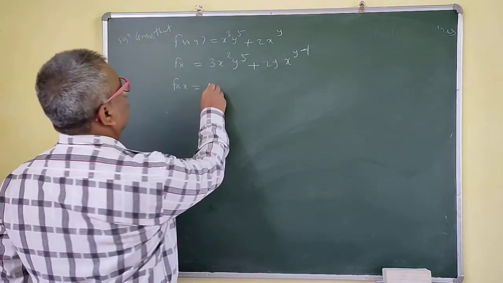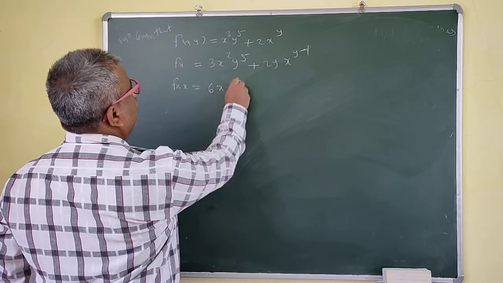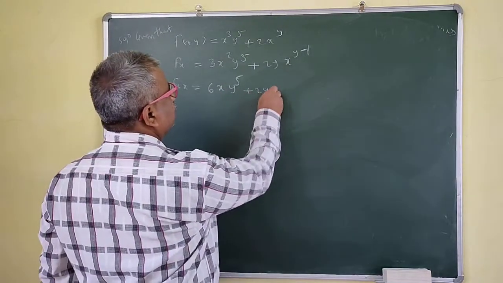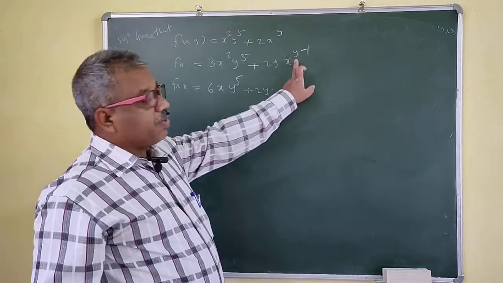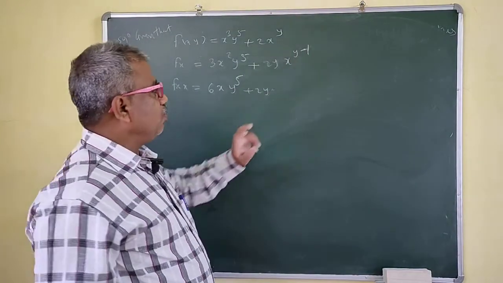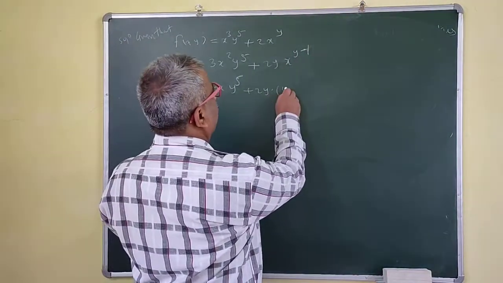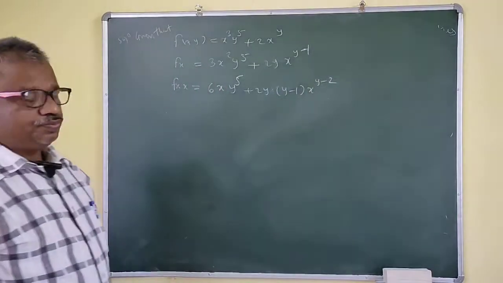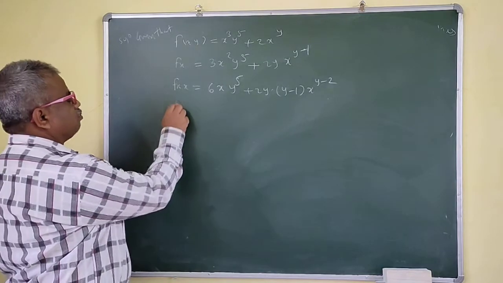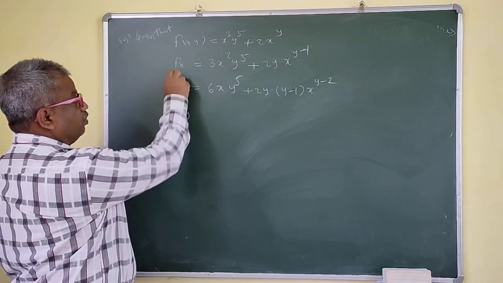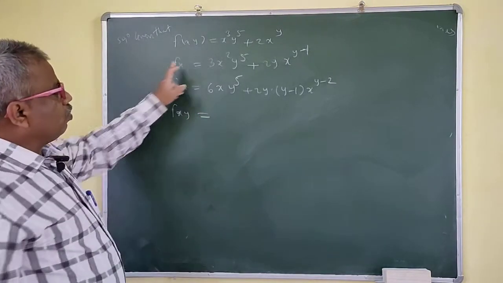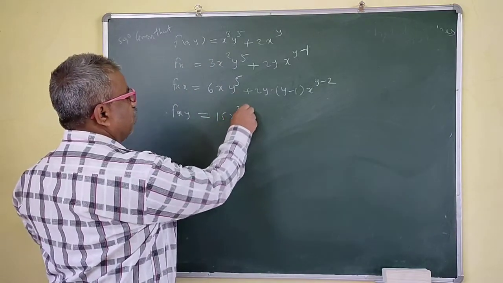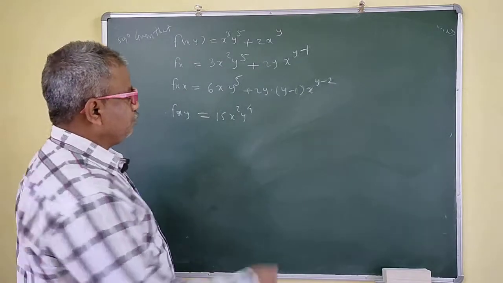Right? Okay. So this is 6x y raised to 5 as it is. Then twice y as it is into derivative of x to the power y minus 1. Again y minus 1 is constant, so y minus 1 times x to the power y minus 2. Right? Now we will differentiate this with respect to y. Okay. So y to the power 5 is there. So this is 15x square y to the power 4.